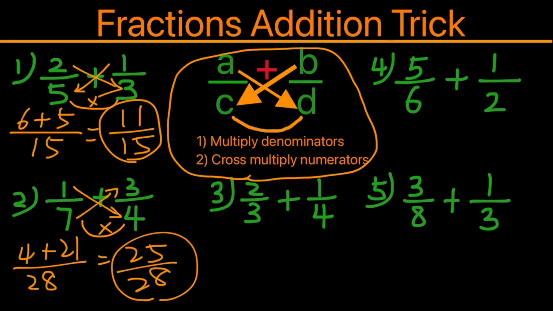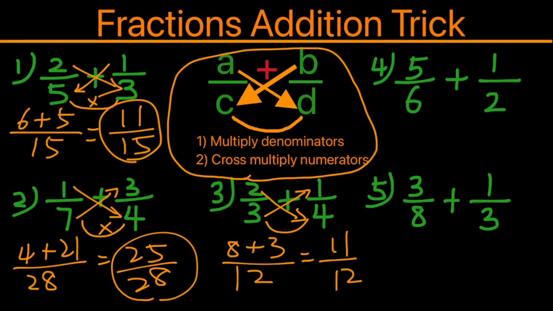Now, let's move on to example 3. 2/3 plus 1/4. 3 times 4 is 12. 2 times 4 is 8. 3 times 1 is 3. So we have 11/12. And this also does not require simplification, so that will be the final answer.